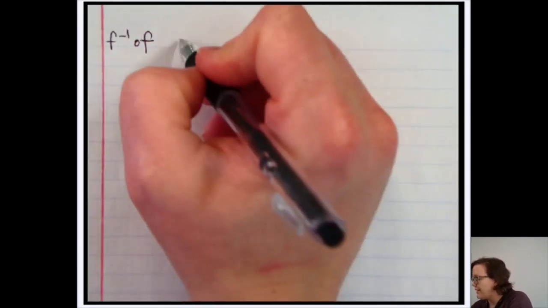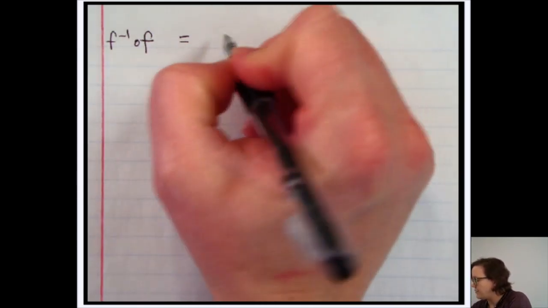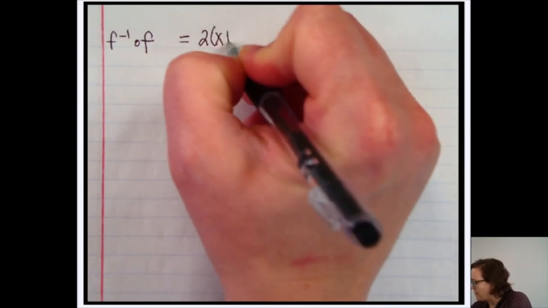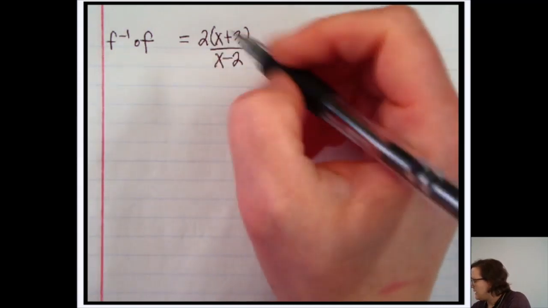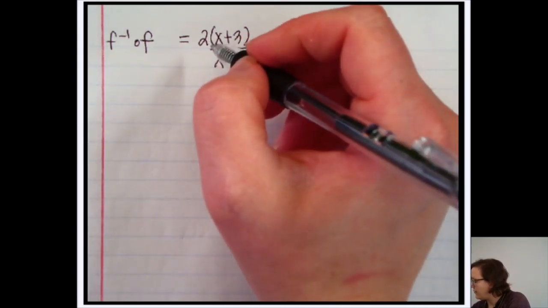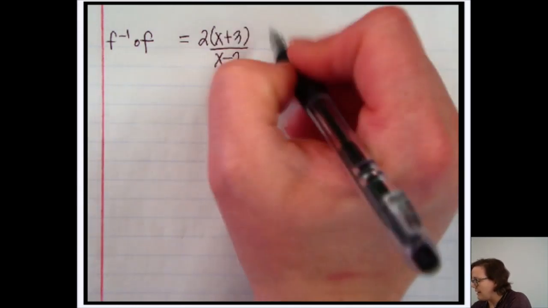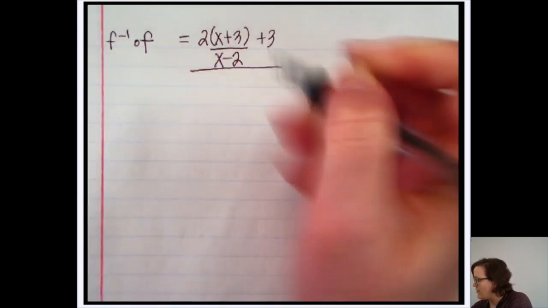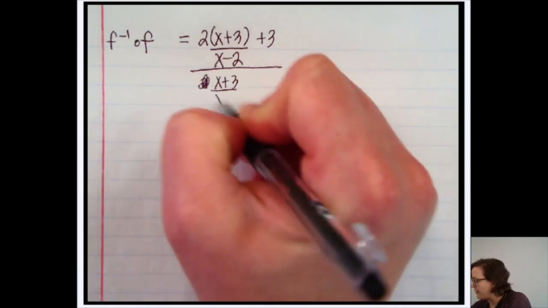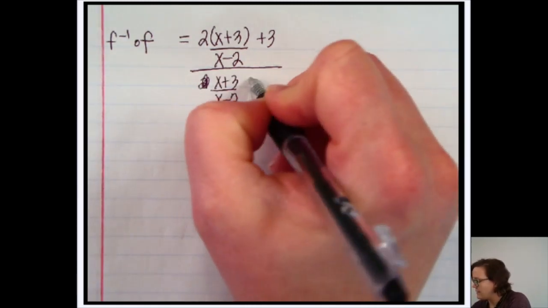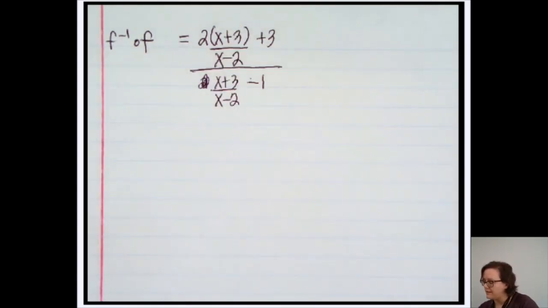Okay. So similarly, we start with f inverse this time. And whenever we see an x, we need to put in x plus 3 over x minus 2. So we have 2 times x plus 3 over x minus 2. That's the x part. And we need to add 3. Okay. And then over x, which is our x plus 3 over x minus 2. Okay. And it says we need to subtract 1.